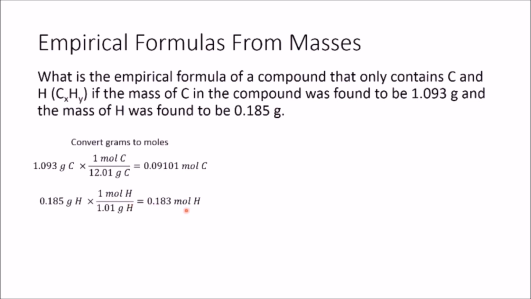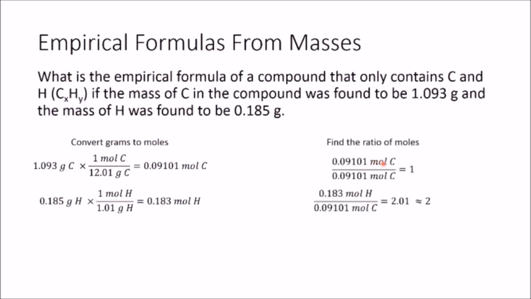Next, we want to find the empirical formula. Right now, all we have is the moles of each element. Empirical formula is a ratio of the moles. We need to take a ratio of these two numbers. In order to find a whole number ratio, we need to divide by the smaller number. In this case, the moles of carbon is much smaller than the moles of hydrogen. So we divide both moles by 0.09101 moles in order to determine a ratio.